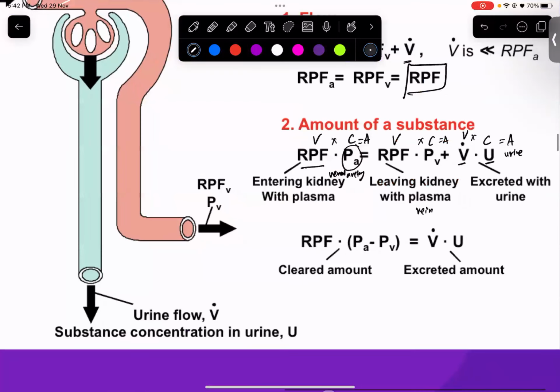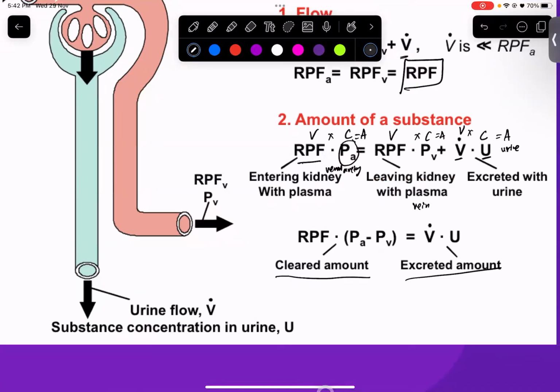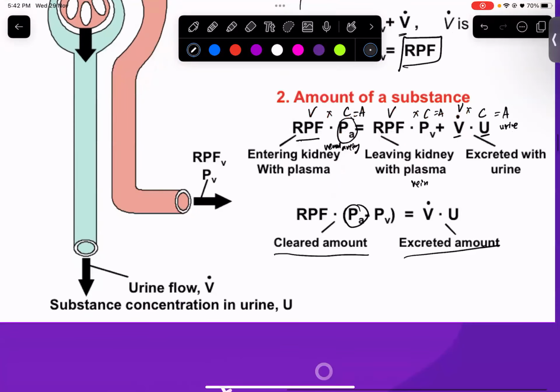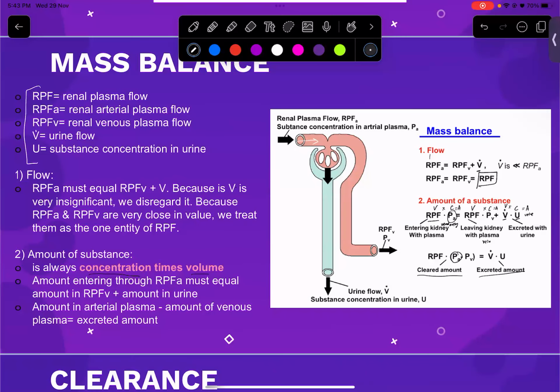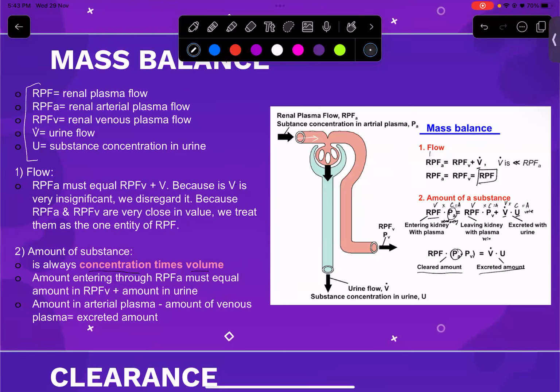And if we play around with the equation a little and move it around, we basically can say that the cleared amount is equal to the excreted amount. So all that we did here is basically we took the amount of the plasma in the renal artery and minus it from the amount of the plasma in the renal vein, which gave us the excreted amount that is in the urine. Is that clear with everyone? Does that make sense? Okay. So simply all that we're saying here is that the amount in arterial plasma minus the amount in venous plasma must equal the excreted amount, okay, which is basically the urine.